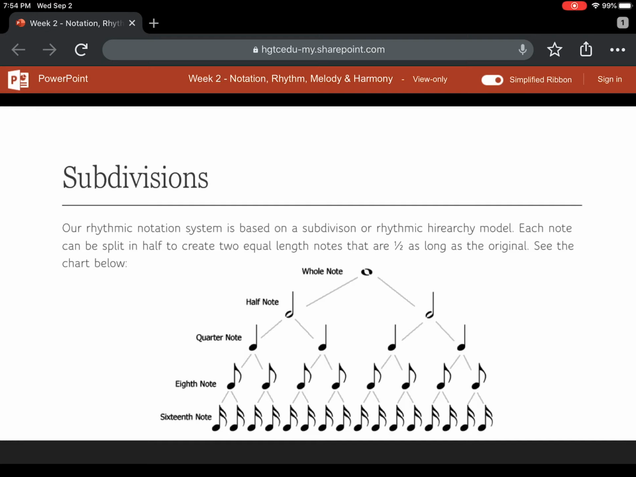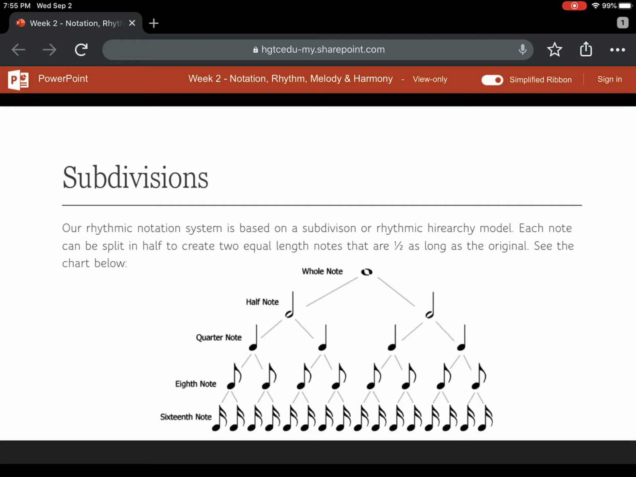So for instance, if I played what's called a whole note, which is one of our longest notes, it lasts for 4 beats. It would sound like this. 1, 2, 3, 4. That's 4 beats. Well, according to this chart, I can break that whole note down into 2 half notes. It'll take up the same amount of time, but this time each note will only get 2 beats. 1, 2, 3, 4.